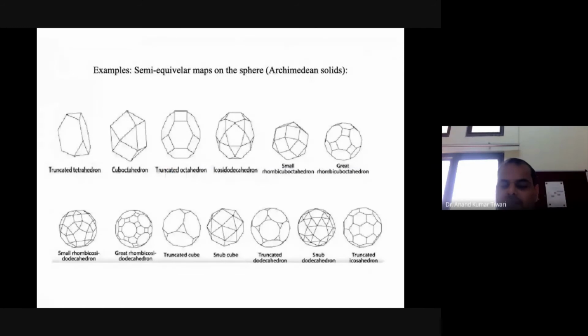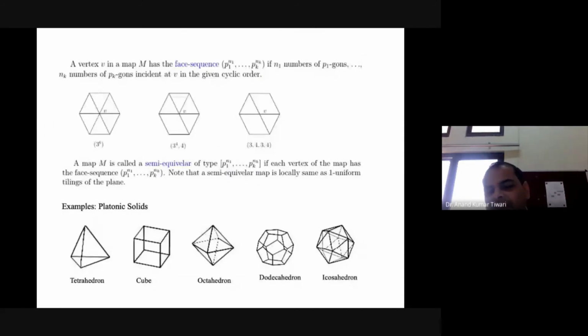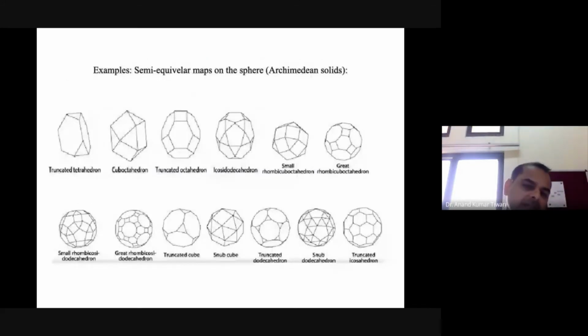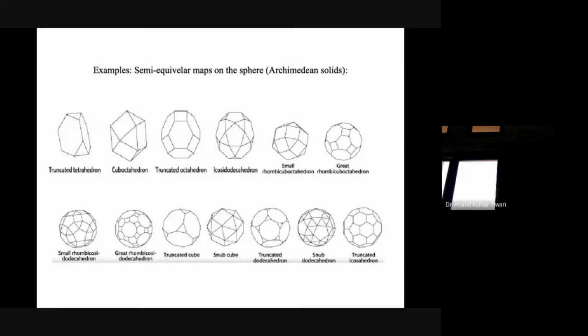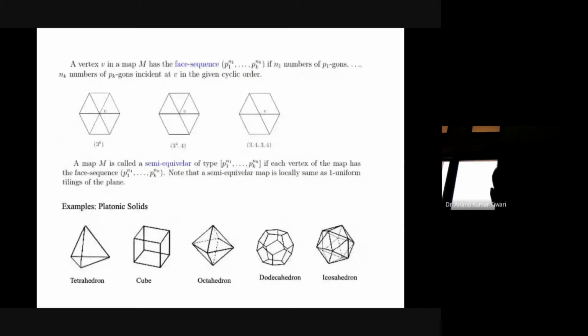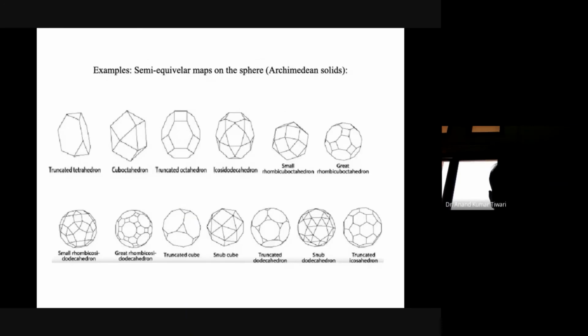These were first described by Plato, and later by his student Archimedes. He showed that we also have semi-equivalent maps on the sphere which are different from these Platonic solids. Why? Because in the case of Platonic solids, only one kind of polygon is used. However, if we allow more than one type of polygon, such that one kind of appearance is preserved, then we have exactly 13 types of semi-equivalent maps on the sphere.